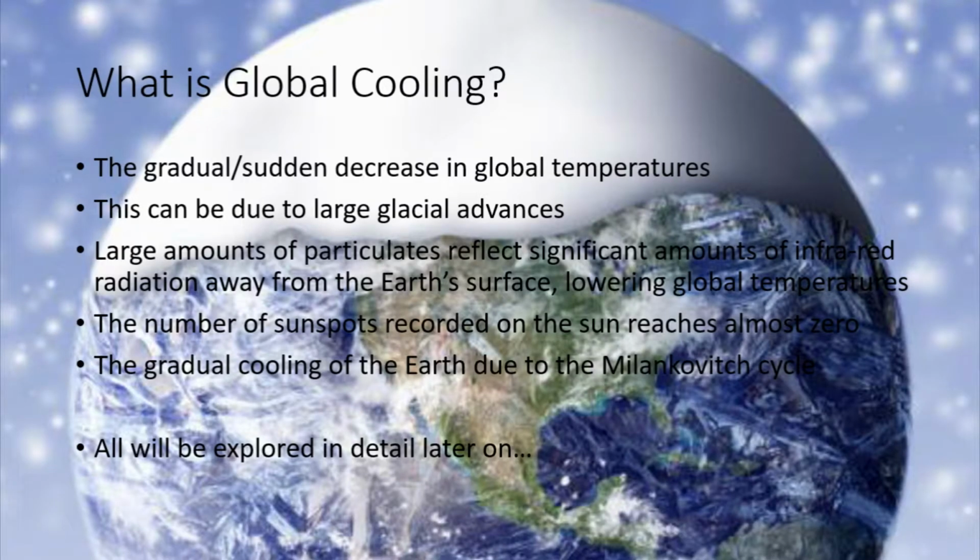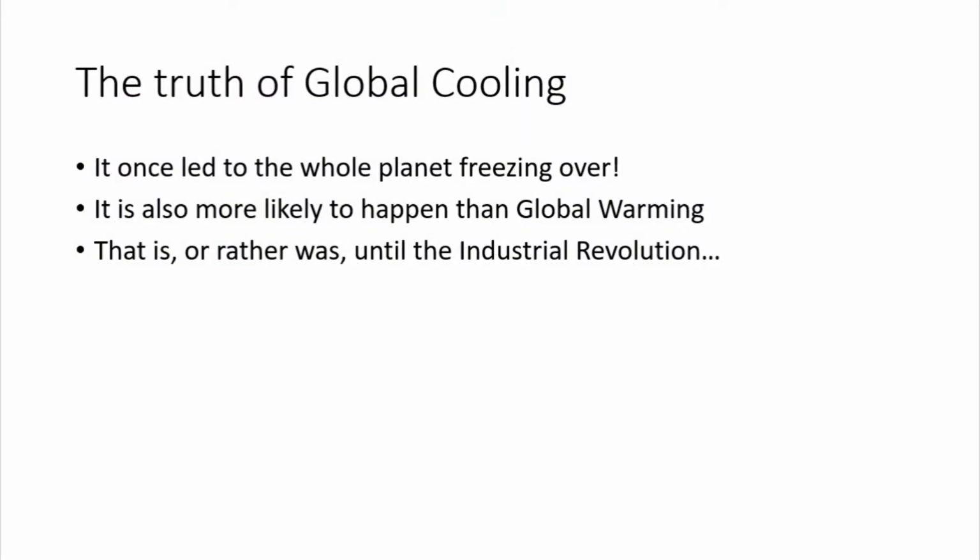So, what is global cooling? Global cooling is the gradual or sudden decrease in global temperatures. This can be due to large glacial advances, or large amounts of particulates in the atmosphere that reflect significant amounts of radiation away from the Earth's surface, lowering global temperatures. It's like having a mirror up in space that reflects the light from the sun away. It can also be due to the number of sunspots recorded reaching almost zero, or the gradual cooling of the Earth due to the Milankovitch cycle. There are other reasons, and we'll explore them later.